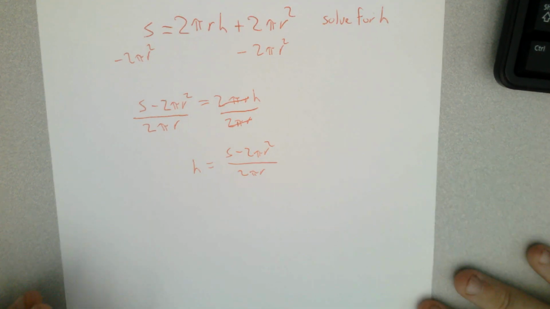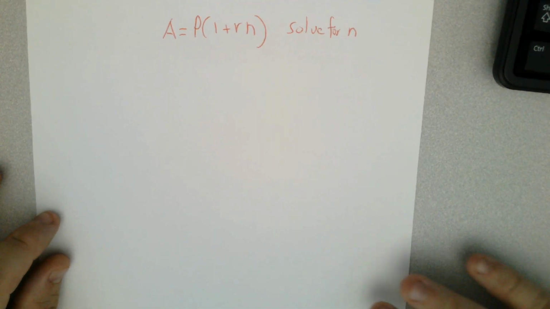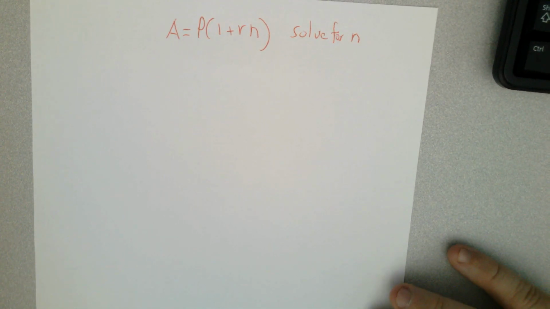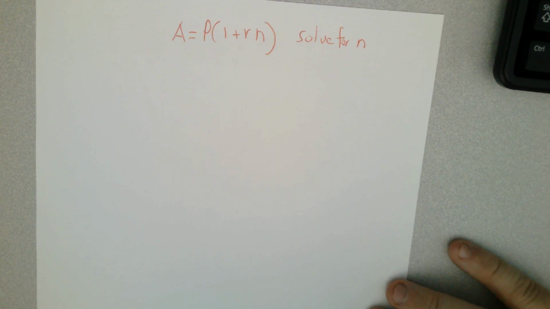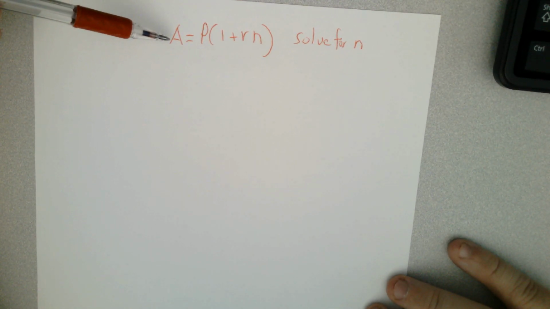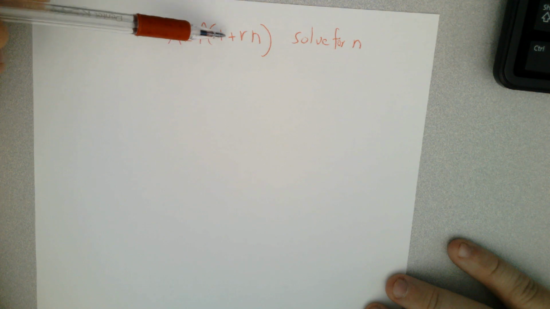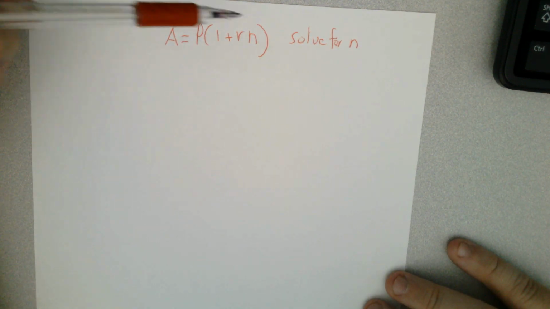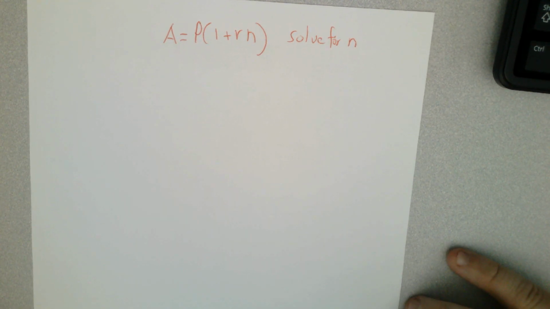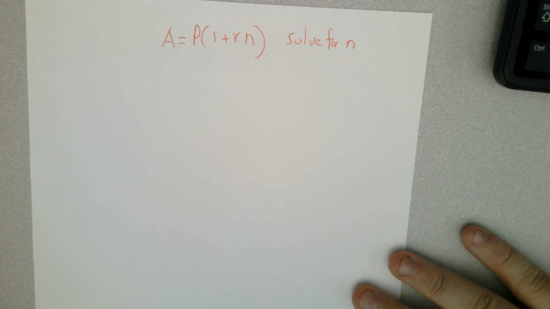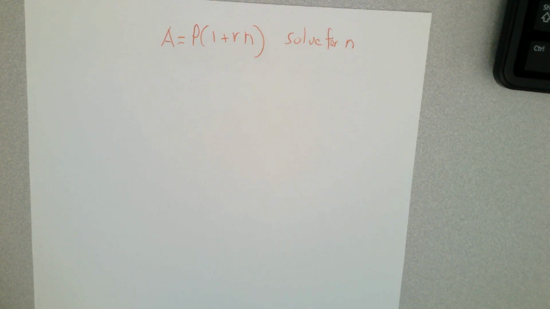So that's that problem. And for your video discussion, if you want to do a similar one, they're giving us the formula A equals P times the quantity 1 plus R times N, and solve that for N. So you can go ahead and do that for your discussion.